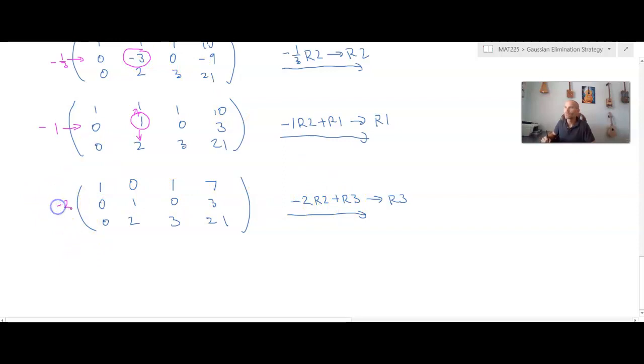Negative 2 times row 2. Okay, so negative 2 times row 2 added to row 3. We're going to leave rows 1 and 2 the same. And now row 3 is going to change. Negative 2 times 0 plus 0 is 0. Negative 2 times 1 plus 2 is 0, as desired. Negative 2 times 0 plus 3 is 3. Negative 2 times 3 plus 21 is going to be 15.